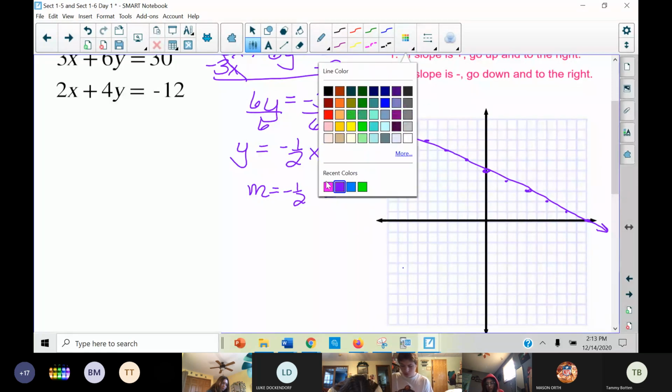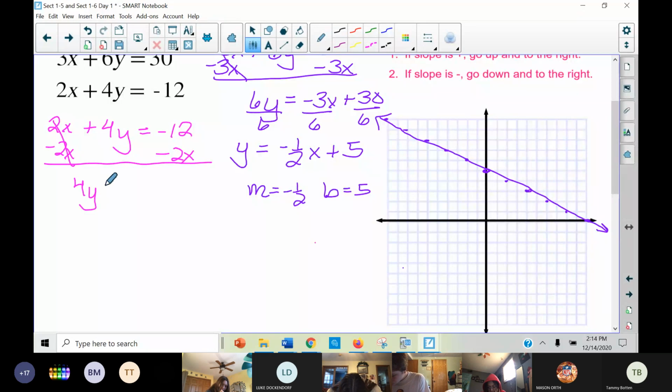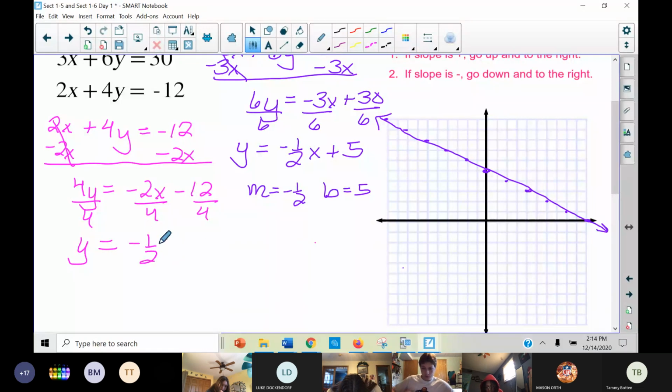Okay, and then we need to do the same thing with this. So 2x plus 4y equals negative 12. And I'm going to solve for y. So I subtract 2x, and I get 4y equals negative 2x minus 12. Divide by 4, and y equals negative 2 over 4, which reduces down to negative 1/2 x, and negative 12 over 4 is going to be minus 3.